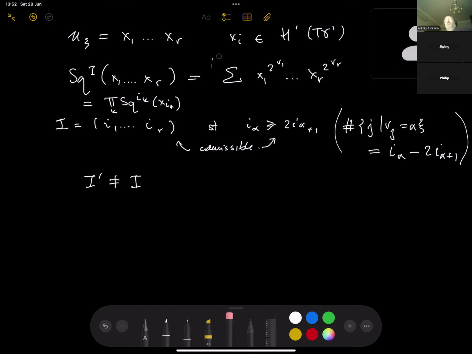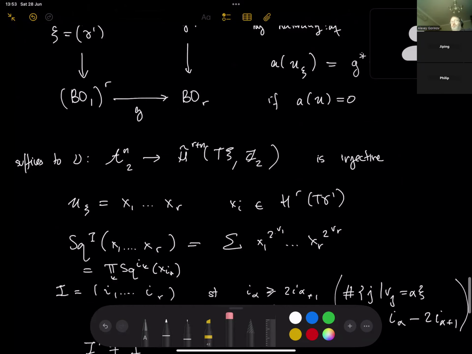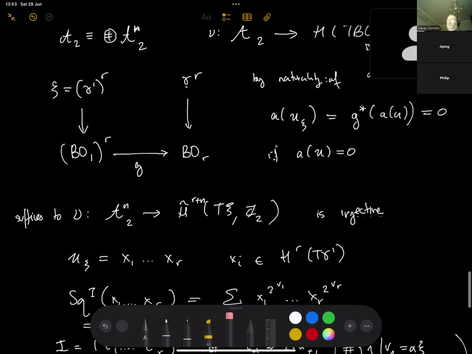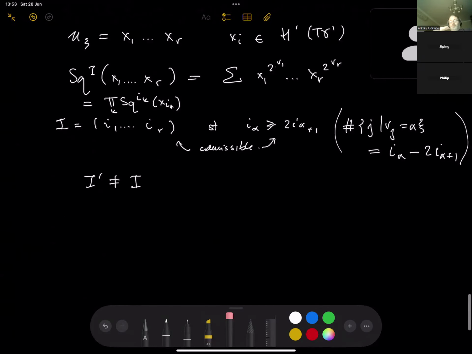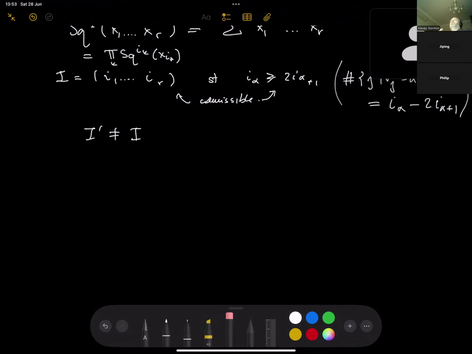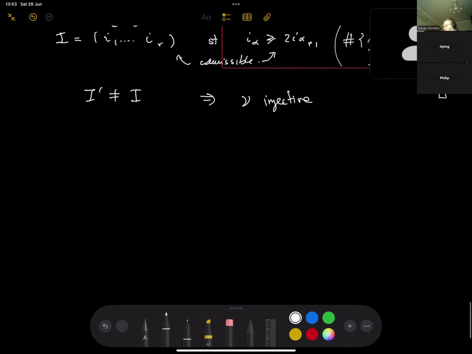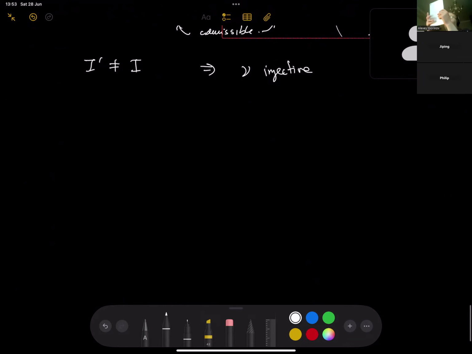And different i's give different v's. So if initially we had something that was non-zero, then it's also mapped to something that's non-zero. So then our map was injective. So then v is injective, and then by the previous argument, the initial map is also injective. Okay, nice.